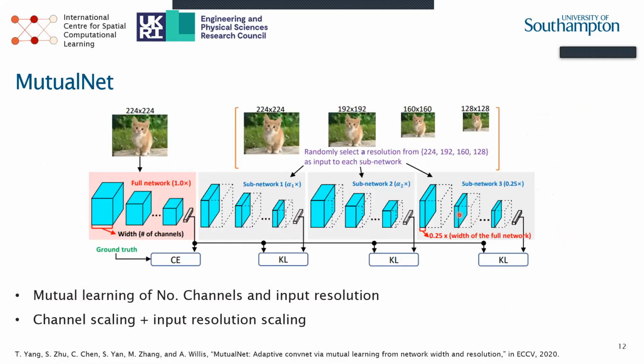There's another work called MutualNet. MutualNet is very similar to the slimmable neural network, but apart from just considering channel scaling, MutualNet also considers the input resolutions. Basically, if you have fewer channels, you probably won't need a very big input image. So this work does both channel scaling and input resolution scaling, so the network can switch in 2 dimensions.